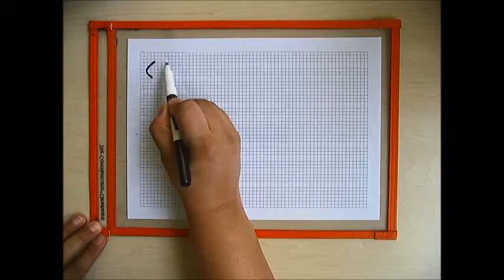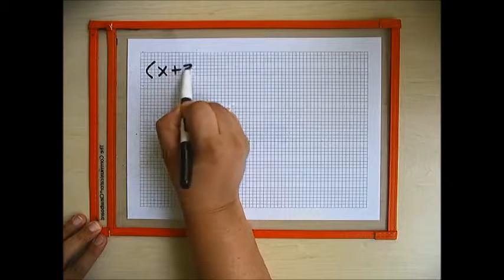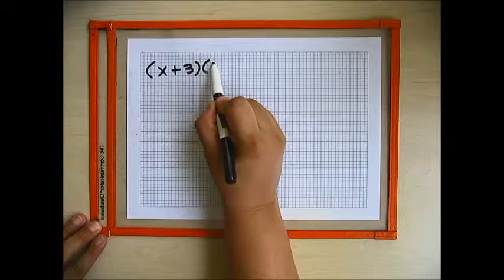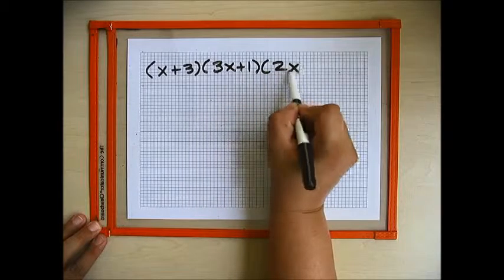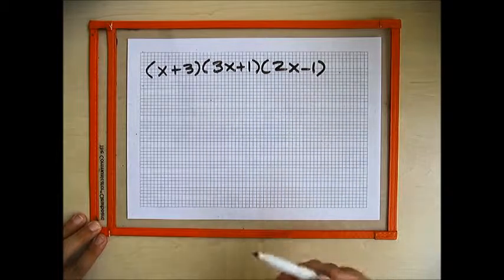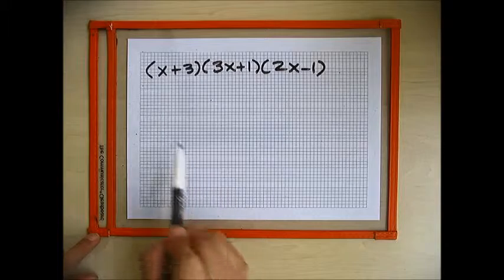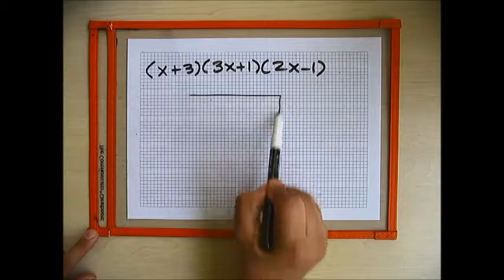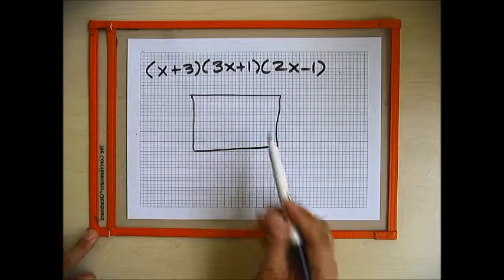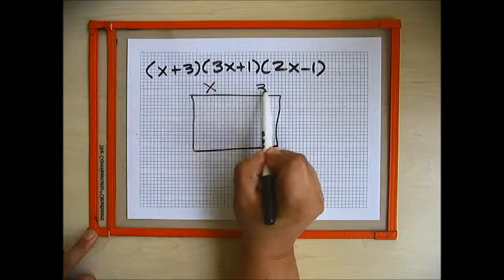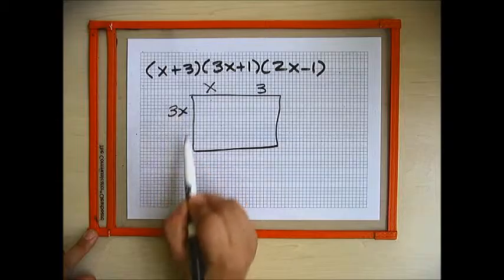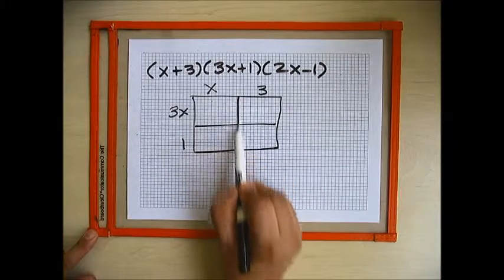So when you're multiplying a problem such as (x + 3)(3x + 1)(2x - 1), and you choose to use the box method, this is how you will do it. Okay, so I'm going to go ahead and start off with the box. I'm going to work with two at a time, so I have x here, 3 here, 3x here, and 1 here.